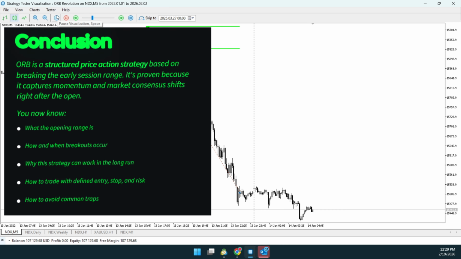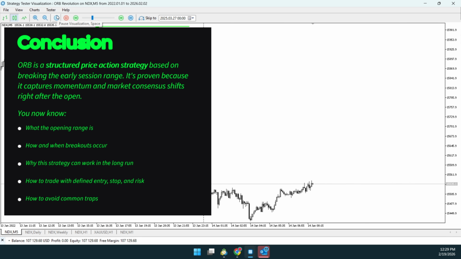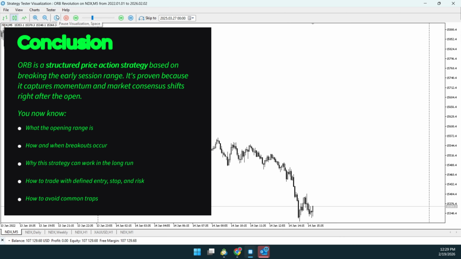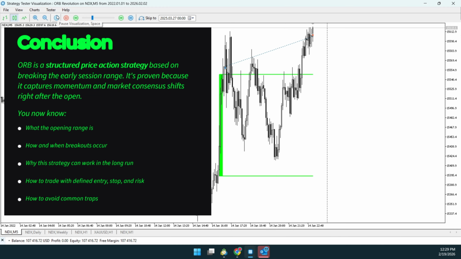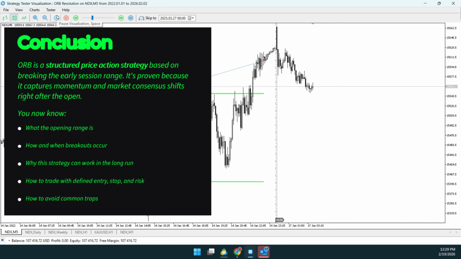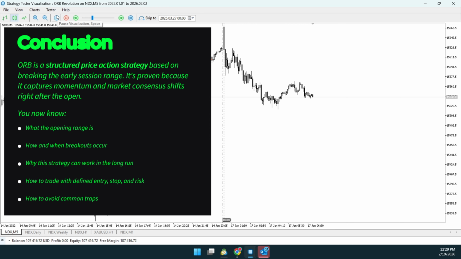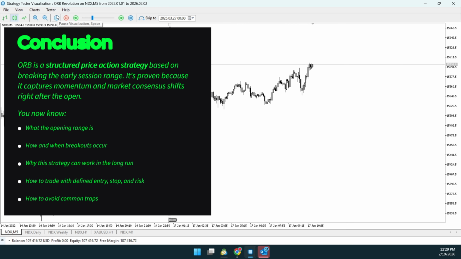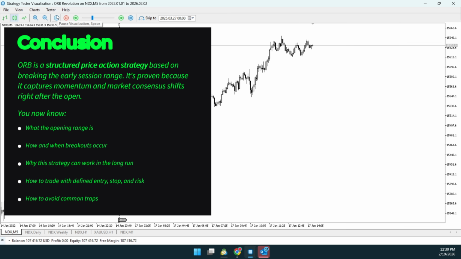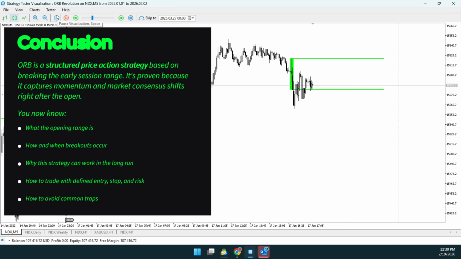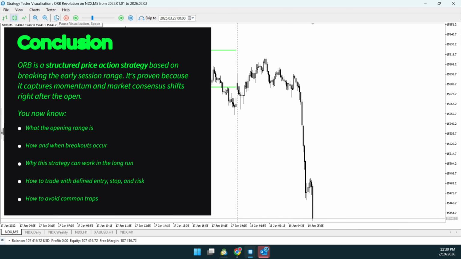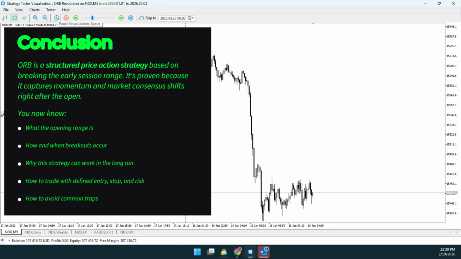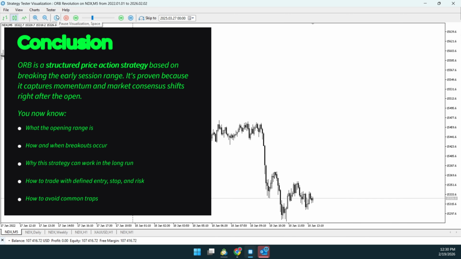So as a conclusion and to wrap up, ORB is a structured price action strategy based on breaking the early session range. It's proven because it captures momentum and market consensus shifts right after the open. Well, now you know what the opening range is, how and when breakouts occur, why the strategy can work in the long run, and how to trade with defined entry, stop, and risk. And finally, how to avoid common traps like fake breakouts and trading during news.